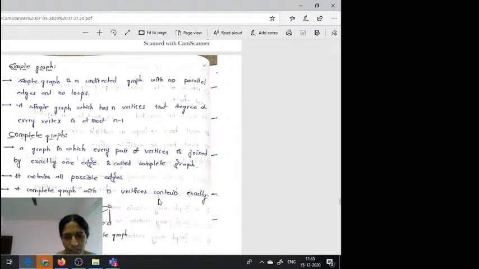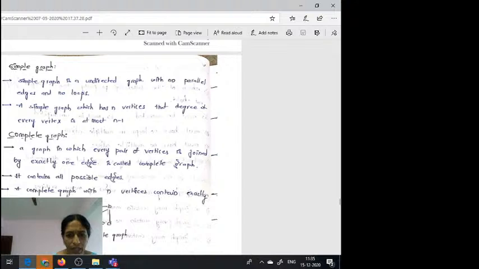So a complete graph with n vertices contains exactly nC2 edges. Suppose you take n equal to 4, 4C2 is nothing but 4 factorial divided by 2 factorial into 2 factorial. That means 4 into 3 into 2 factorial, cancelled with 2 factorial and 2. That means 2 into 3, 6. How many edges are there here? 6 edges are there. Suppose you take 5C2. In that case how many edges are there? 5 factorial divided by 3 factorial into 2 factorial. That is 5 into 4 into 3 factorial, cancelled, and 2 2s are 4.